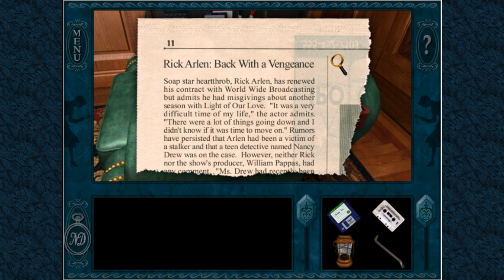Rick Arlen back with vengeance. Soap star heartthrob Rick Arland has renewed his contract with Worldwide Broadcasting, but admits he had misgivings about another season on Light of Our Love. It was a very difficult time of my life, the actor admits. There were a lot of things going down, and I didn't know if it was time to move on. Rumors have persisted that Arland had been a victim of a stalker, and that a teen detective named Nancy Drew was on the case. However, neither Rick nor the show's producers William Pappas had any comment.